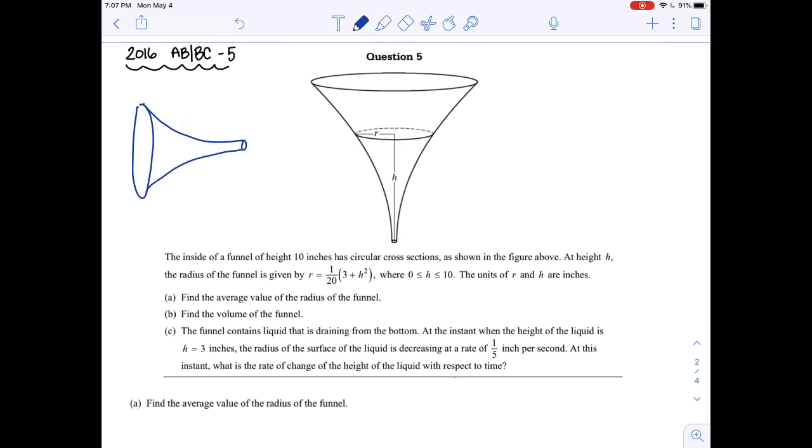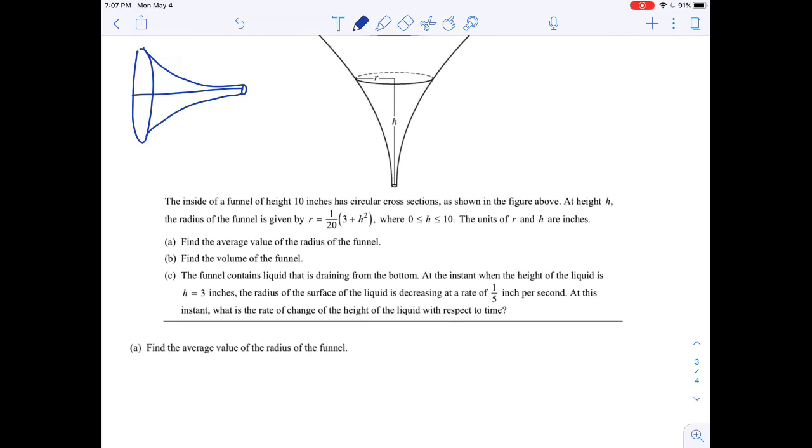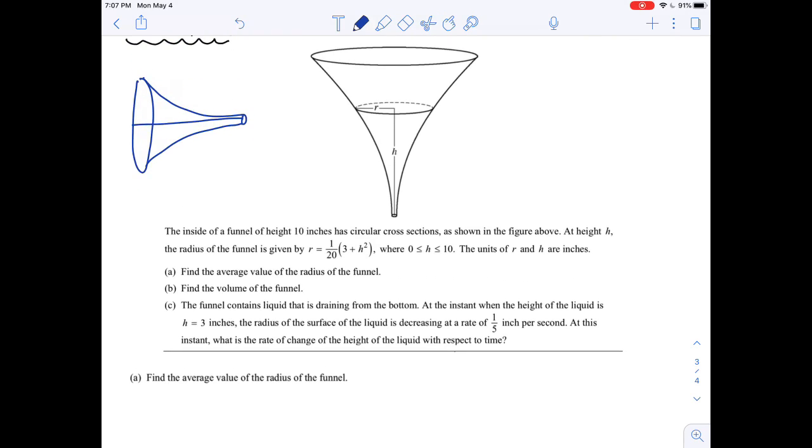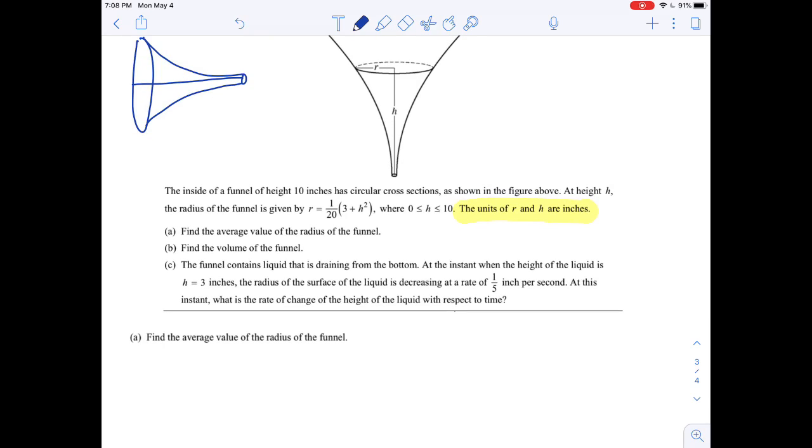In this particular question, I would suggest that you think of this problem like this, because I think that will help you to understand the area volume aspect of this one a little bit better. So it says the inside of a funnel of height 10 inches has circular cross sections as shown in the figure above. So basically it's created of discs. At a height h, the radius of the funnel is given by this function r equals 1/20 (3 plus h) squared from 0 to 10. And everything's given in inches. So it's important that you make sure you write units if units are provided to you in a question.